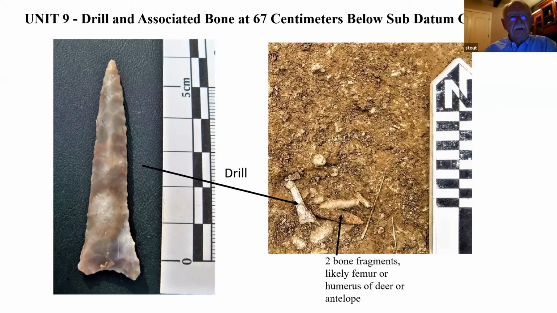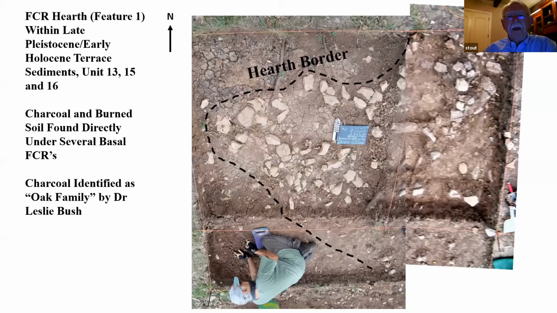Another set of units just about 8 meters away from the ones we were just talking about revealed a cooking hearth, actually a series of cooking hearths. Those are limestone pieces that were used in the cooking process. And depending on what level you were in, that picture would look different, because this whole group of hearths covers a vertical distance of about a meter, almost a meter.